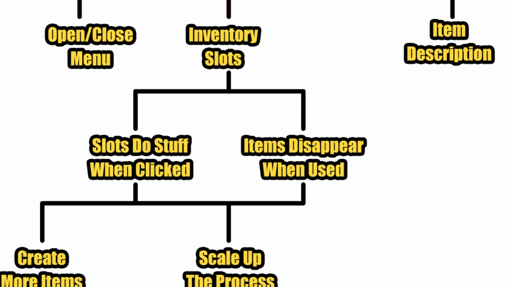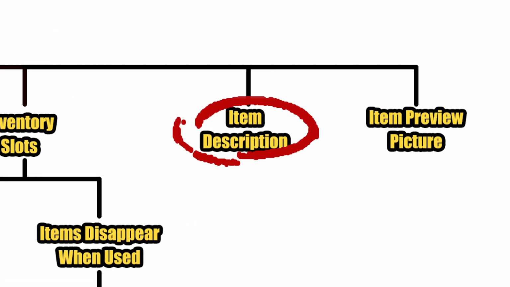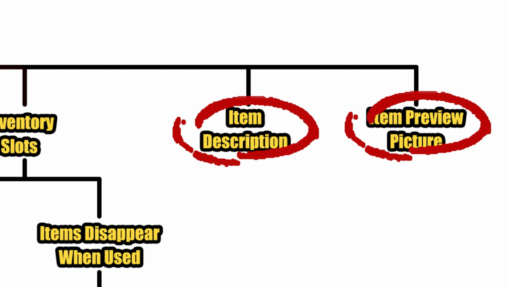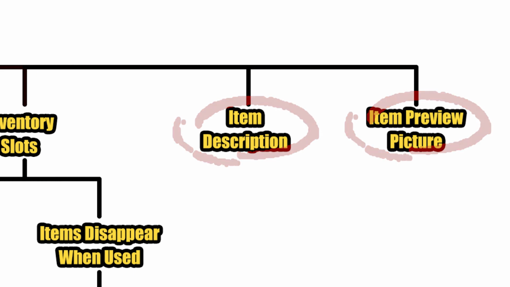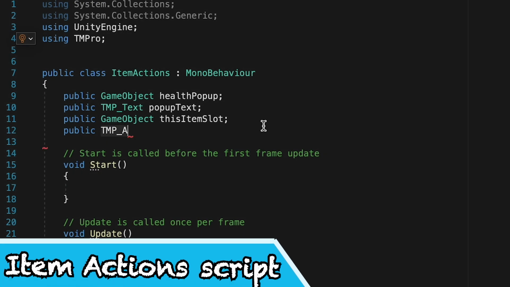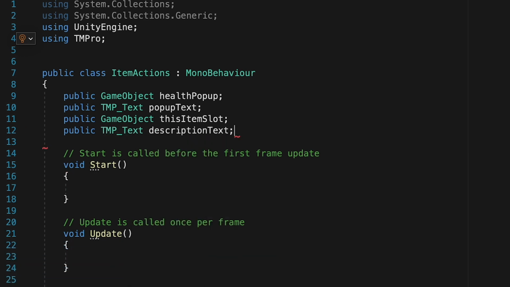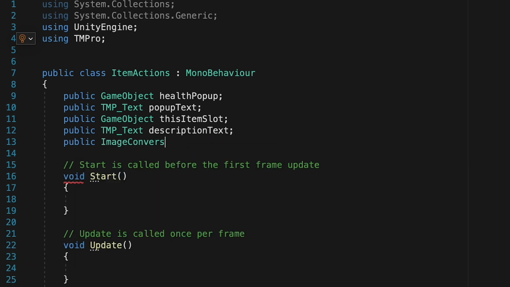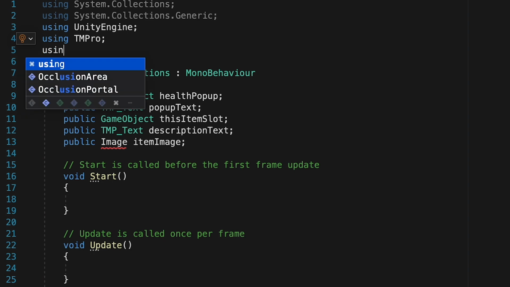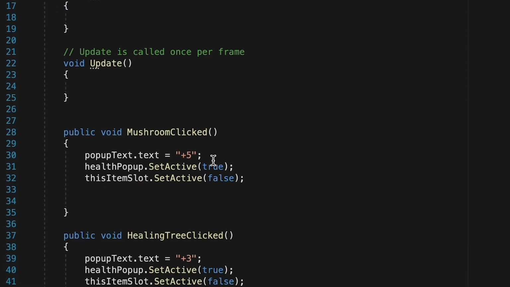The final step for this prototype was just going to be to get it so that my item description and preview image actually updated when I clicked on items. So for this, I headed back into my item action script. Here I made a reference to that description text so that we could update it later, as well as to the image that we were going to want to change.